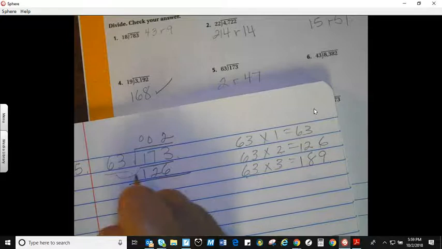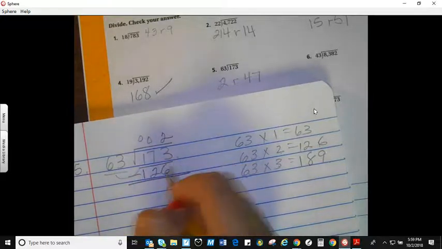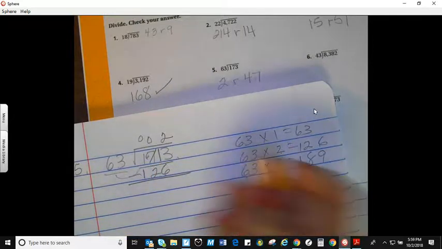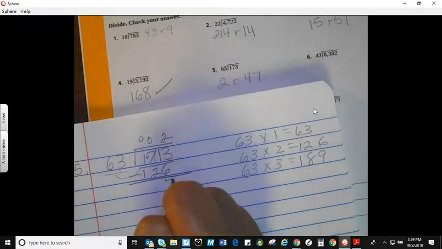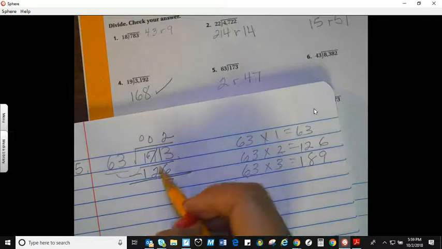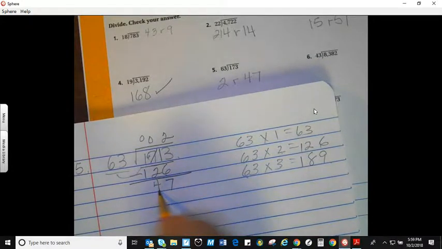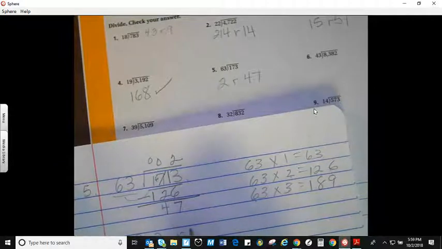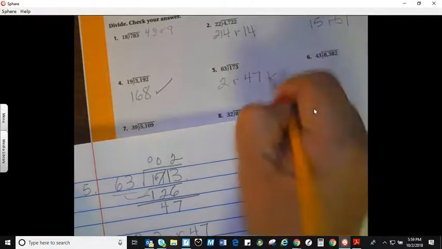I subtract that out. I cannot take 6 out of 3. I need to regroup. That becomes a 6. So 13. 13 minus 6 equals 7. 6 minus 2 equals 4. And there you go. My quotient is 2 with a remainder of 47. So my answer is correct.